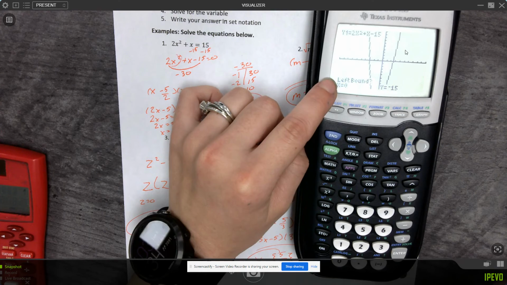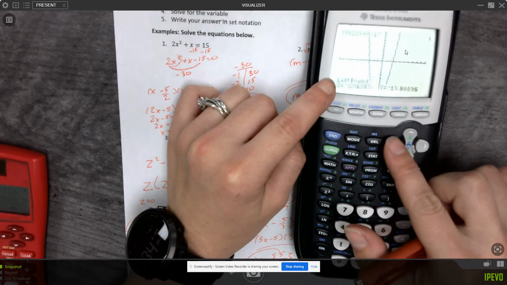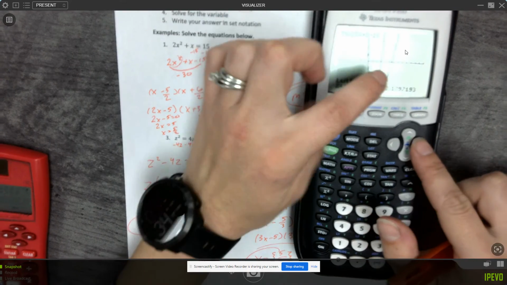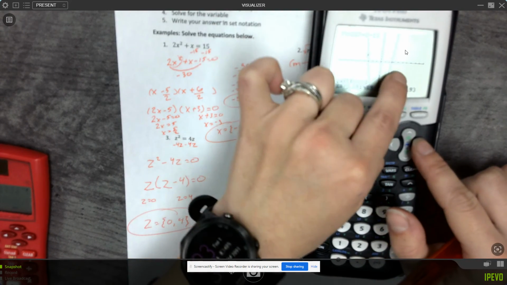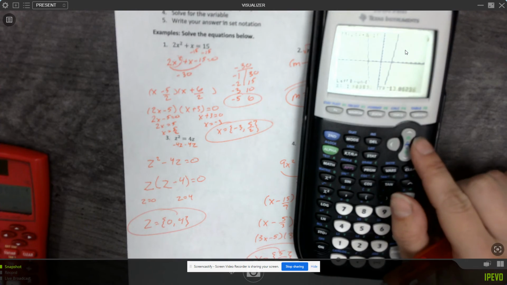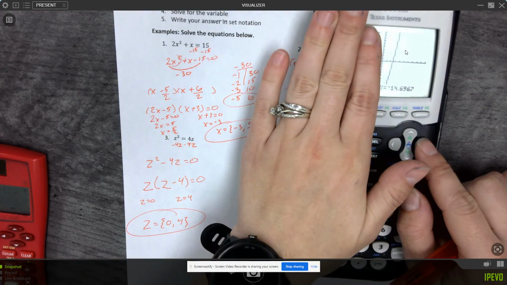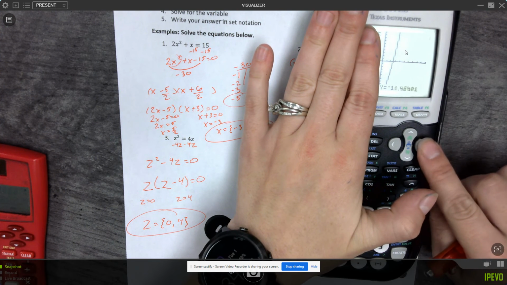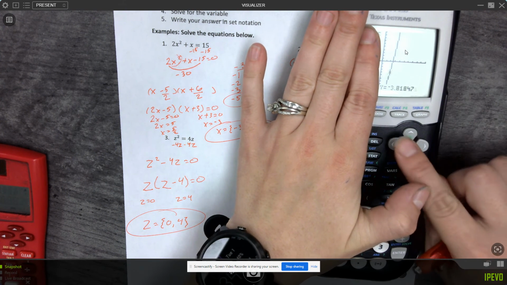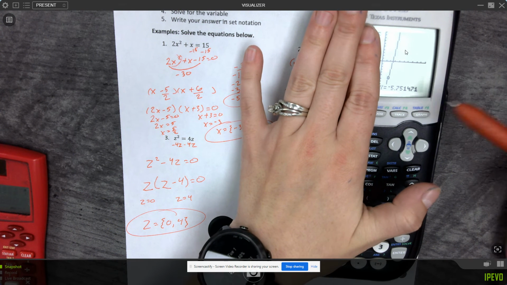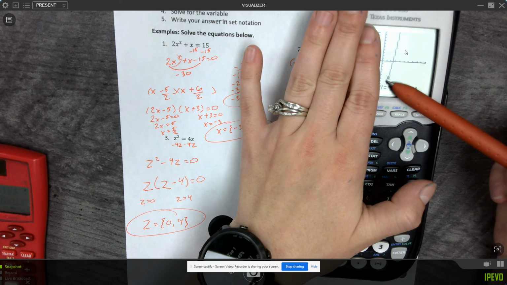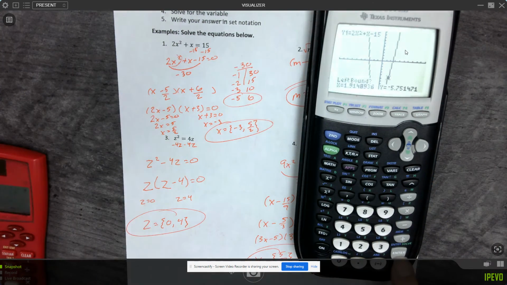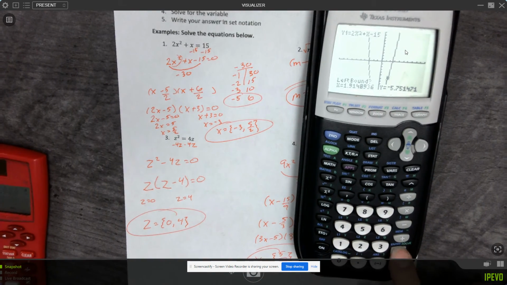Now, it's going to come up asking about a left bound. You need to find this little cursor. I want to focus on this x-intercept over here. So I'm not going to look at this side of my graph. I'm looking at this part. I want that cursor, this little blinking thing, to be somewhere to the left of that x-intercept. I am currently left of that x-intercept. So once I'm anywhere left of it, hit enter.